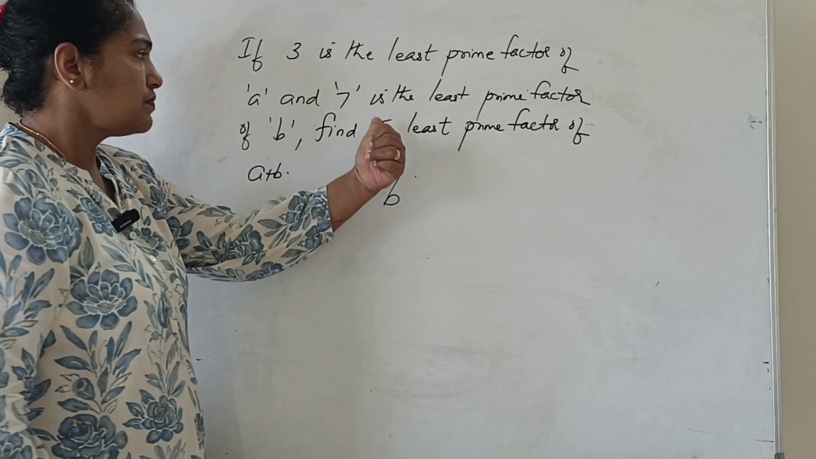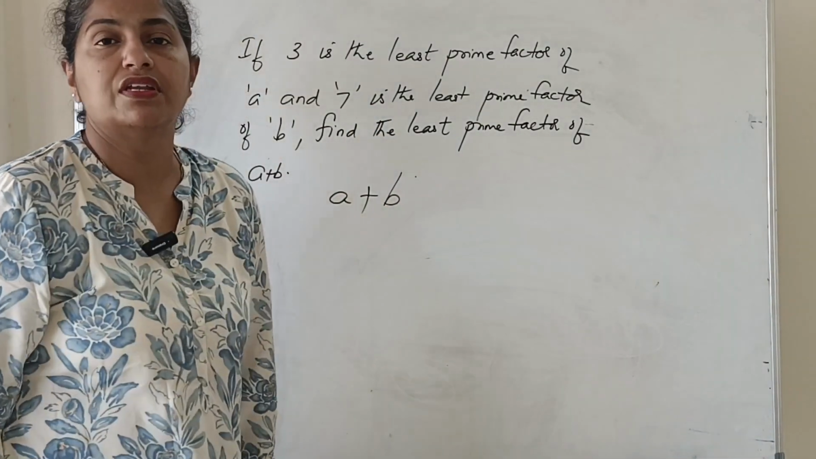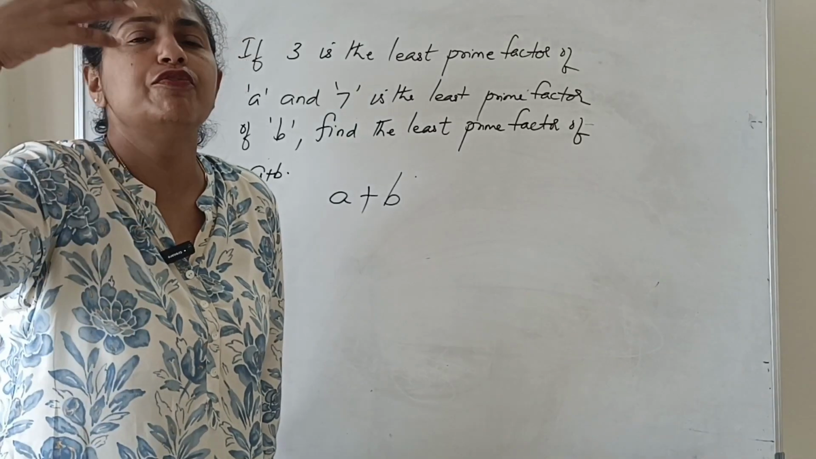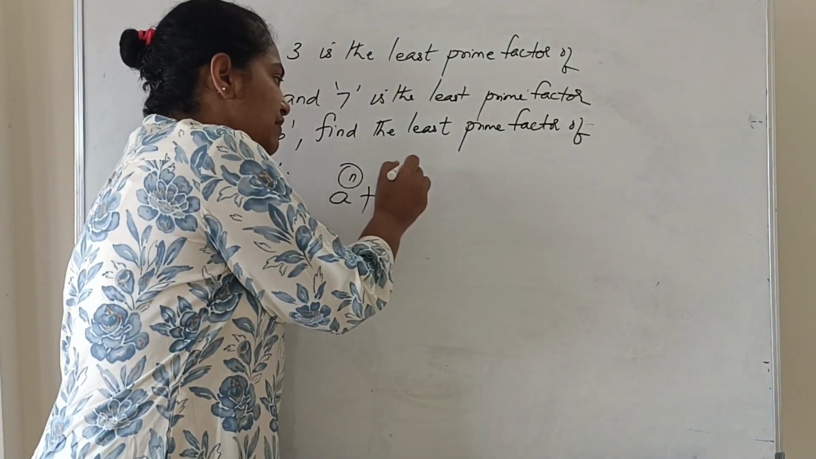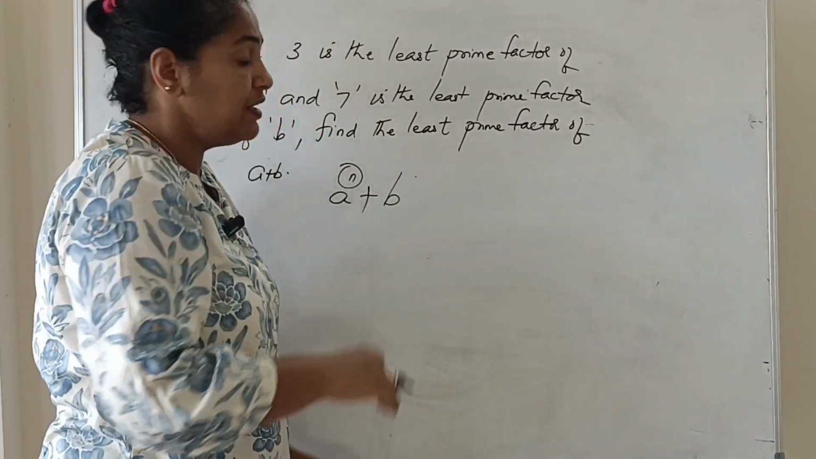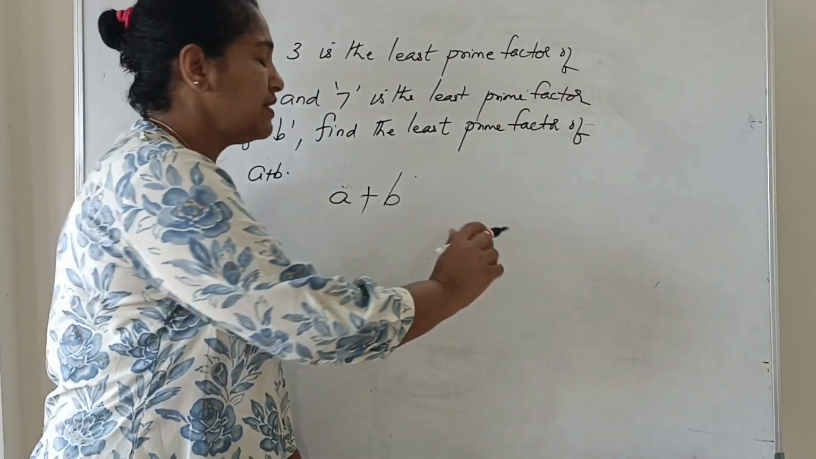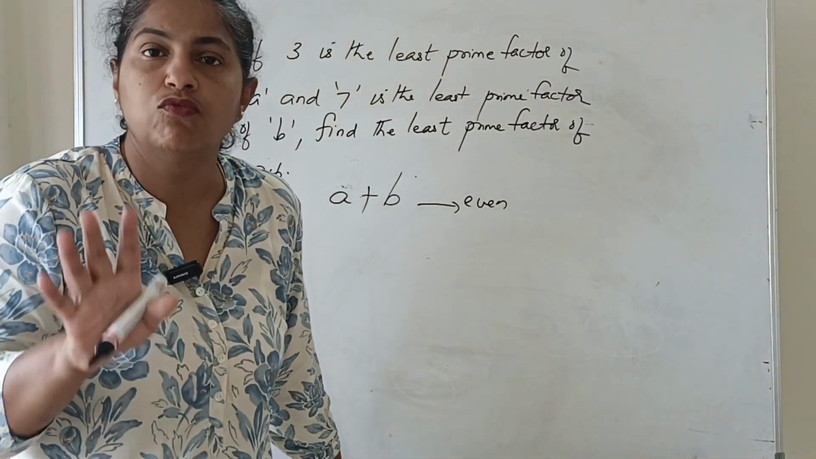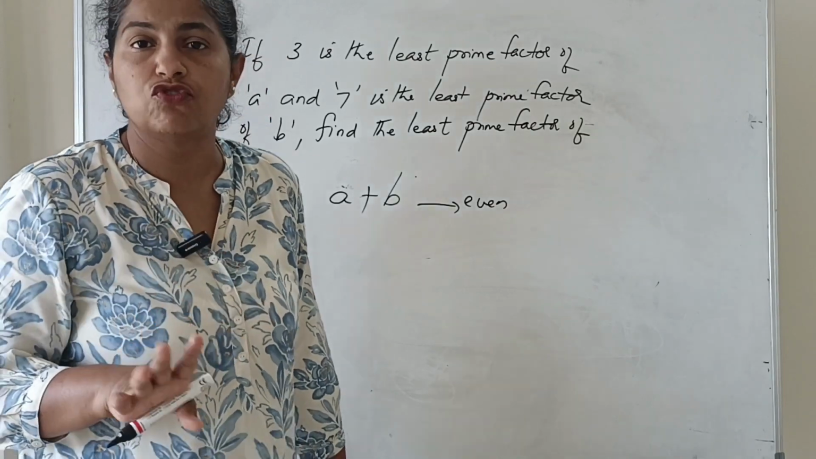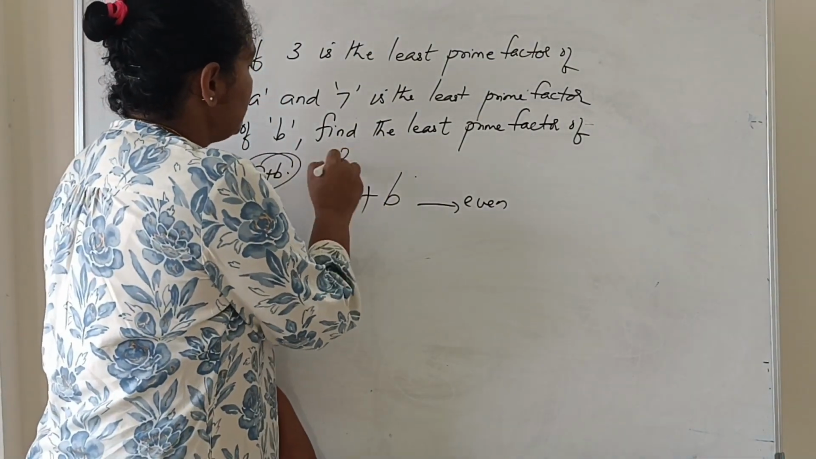Okay, now find the least prime factor of A plus B. When I am adding two odd numbers, what do I get? Let it be A raised to n, where n is of any power. This is also of any power. Whenever I am adding two odd numbers, I will always get an even number. In the case of an even number, what is the least prime factor? It has to be 2. So, the least prime factor of A plus B is 2.